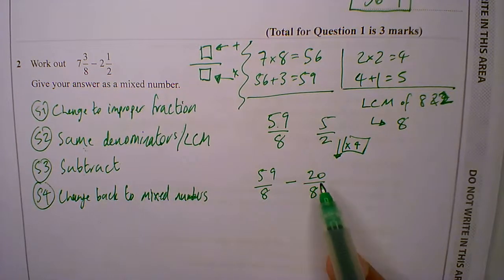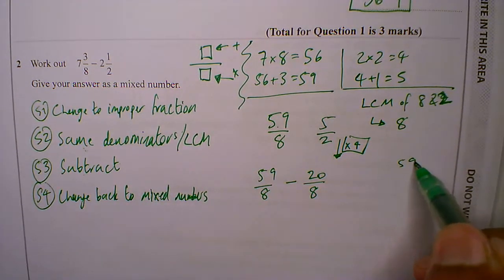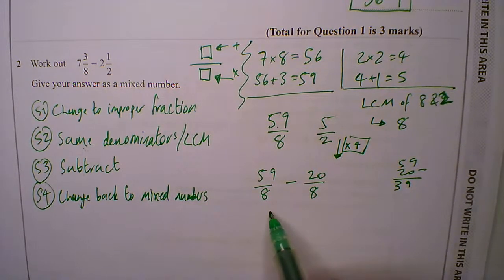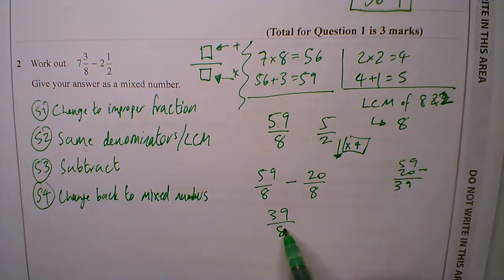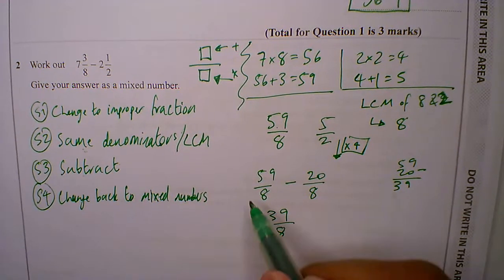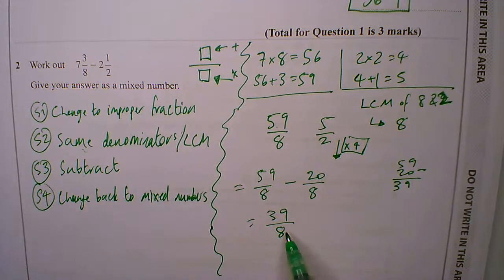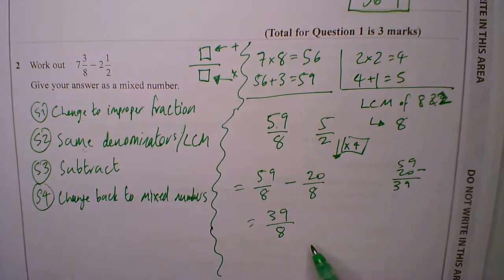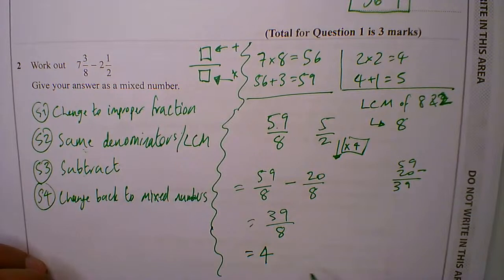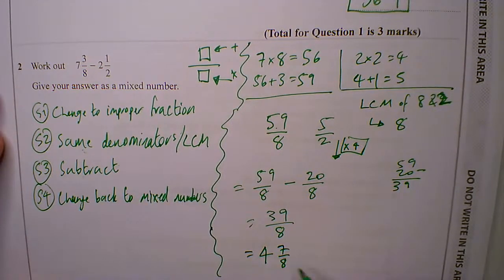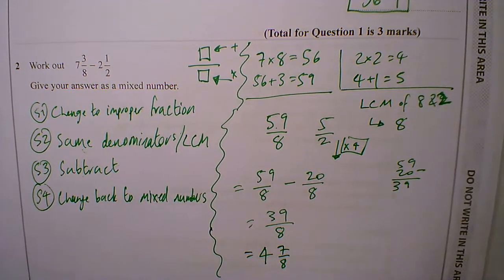I subtract. 59 take away 20. 9 stays as it is. 5 take away 2 is 3. So that gives me 39 over 8. Okay, and now I look at how many times does 8 go into 39? 8, 16, 24, 32. 40 is too many, so 32 is 4 times. And remainder, 32, 33, 34, 35, 36, 37, 38, 39. Remainder, 7 over 8. Okay, and that is my final answer.